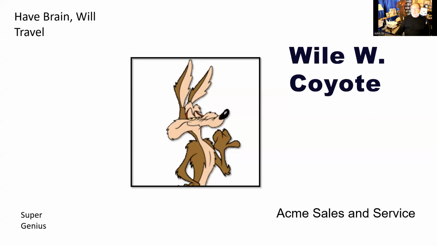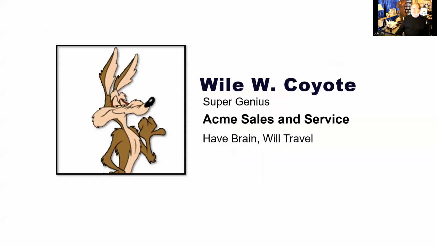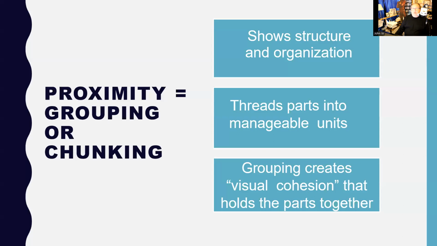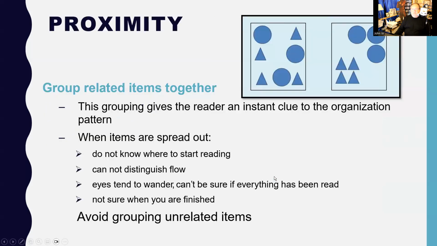So here is a business card for Wile E. Coyote, genius. I hope you've seen those cartoons. They probably didn't let you when you were a kid. This is a very bad business card. This is better. Proximity equals grouping or chunking. Shows structure and organization. Breaks parts into manageable units. Grouping creates visual cohesion that pulls the parts together. I'm not going to read all of this to you, but group related items together.